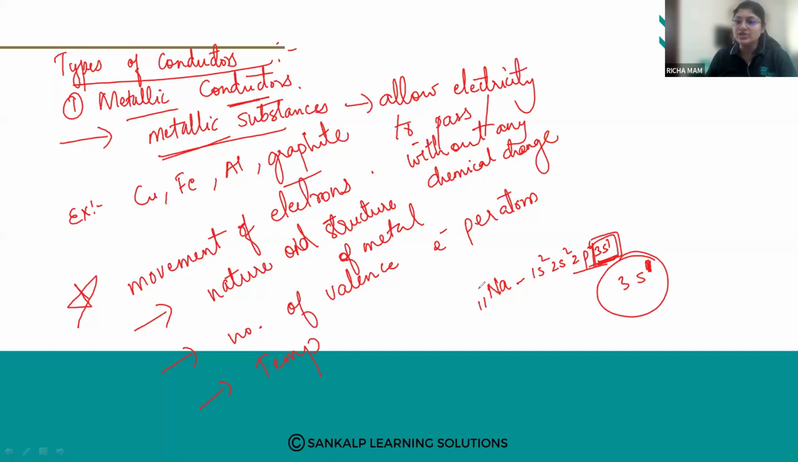So it depends on what? It depends upon the nature and the structure of the metal. It depends on the number of valence electrons and it depends on temperature. Okay, so these are the important terms.